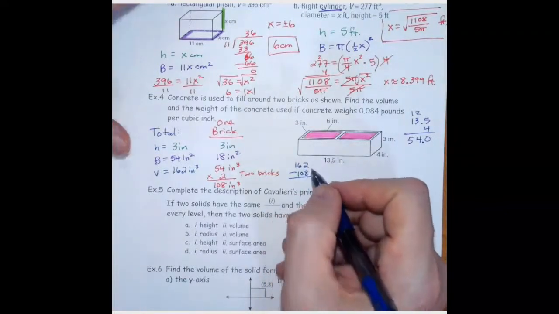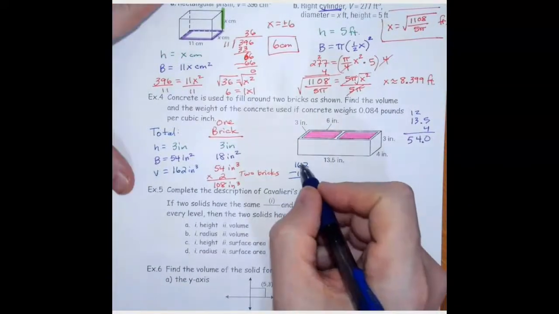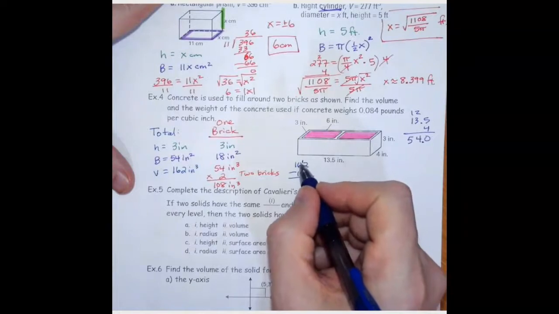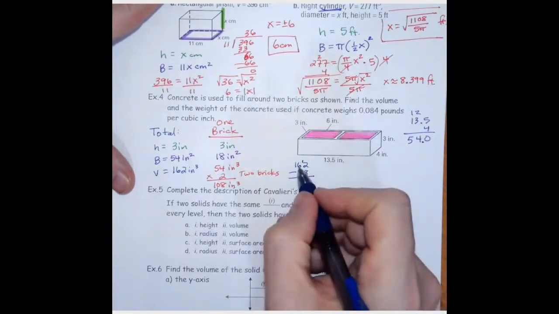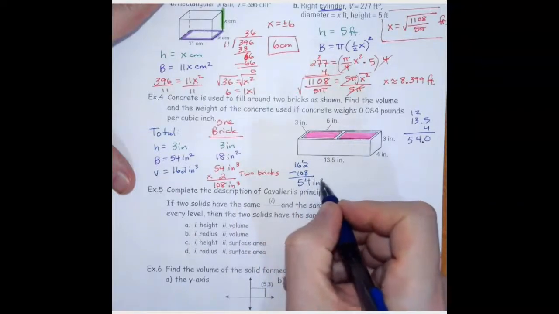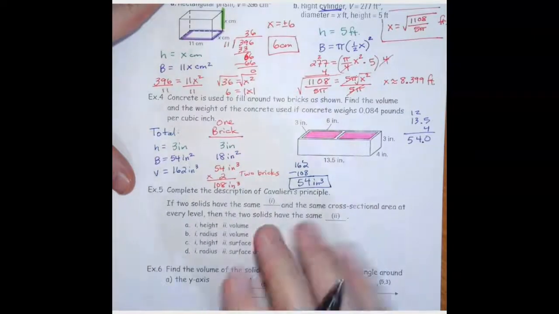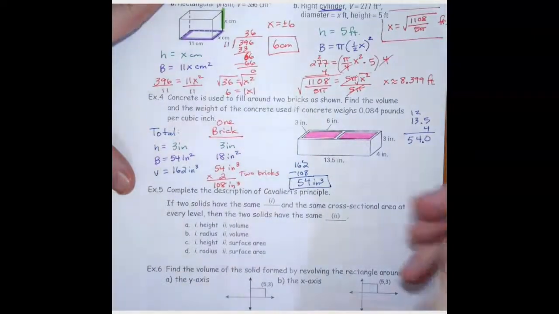So that's going to be, we borrow 1 off of here, that's going to be 4, and we borrow off that, that's going to be 5, so that's going to be 54 cubic inches. So that's the volume of the concrete around there.